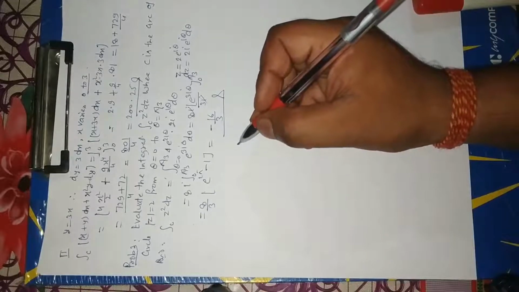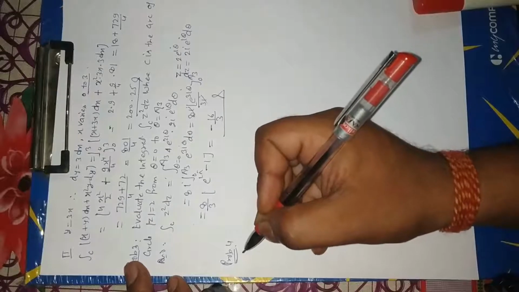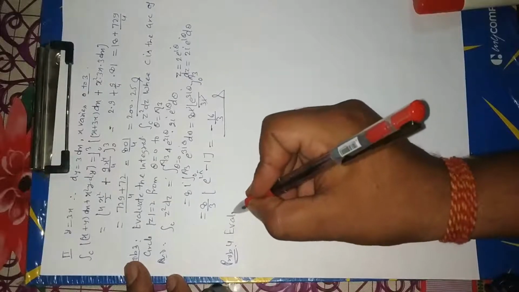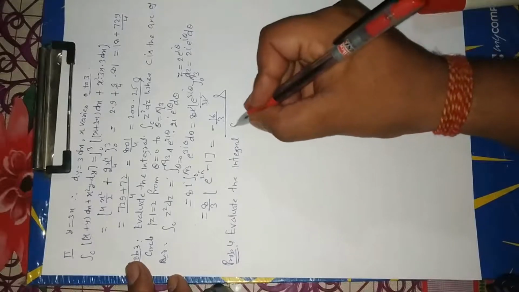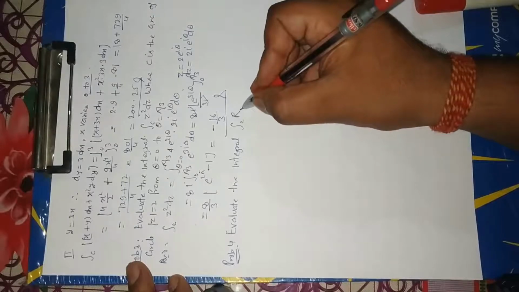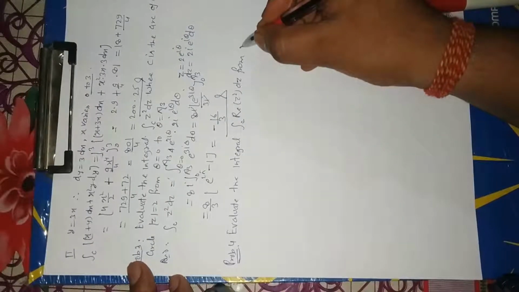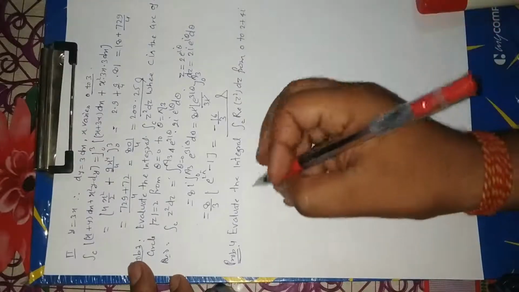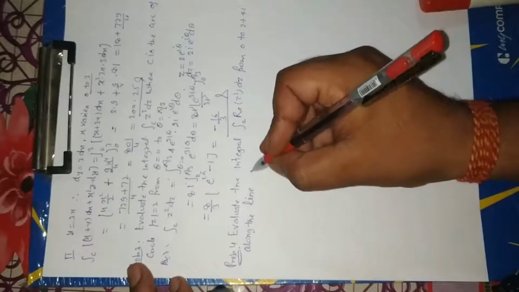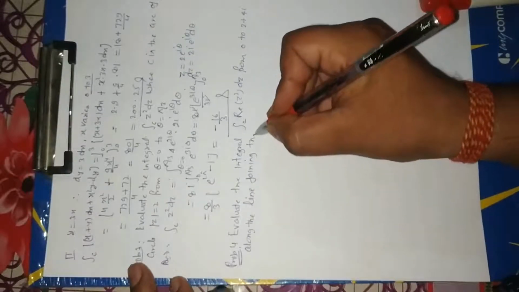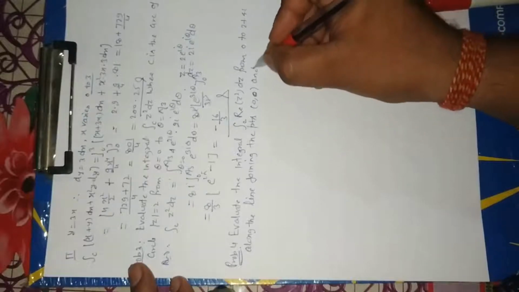Now next problem. Problem number 4. Evaluate the integral over contour C of real part of z square dz from 0 to 2 plus 4i along the line joining the points (0, 0) and (2, 4).